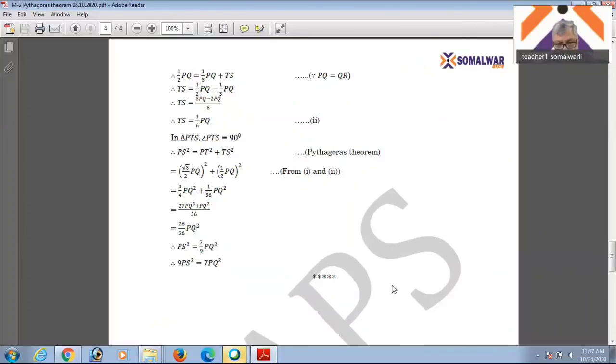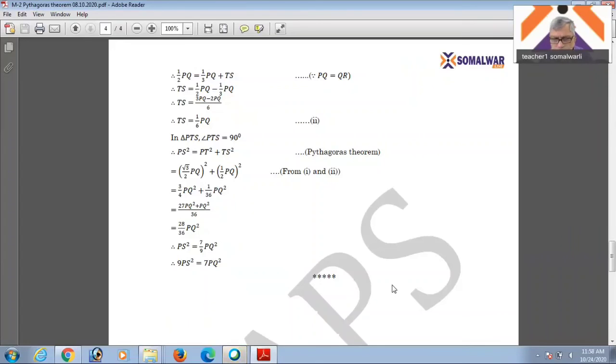Now, that is 36 will be the LCM, and by 36 LCM, 27 PQ square plus PQ square. That will give you 28 PQ square upon 36, which gives us PS square is equal to 28 upon 36 PQ square. PS square is equal to 7 by 9 PQ square. Now transferring 9 to that side, 9 PS square is equal to 7 PQ square. In that way, we are able to complete the proof.